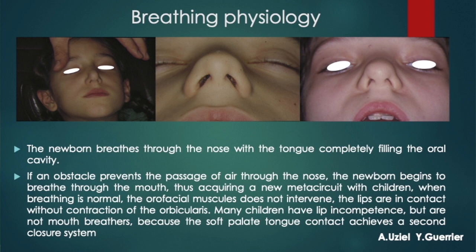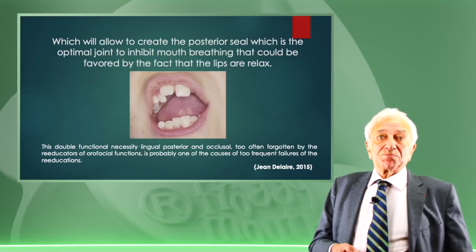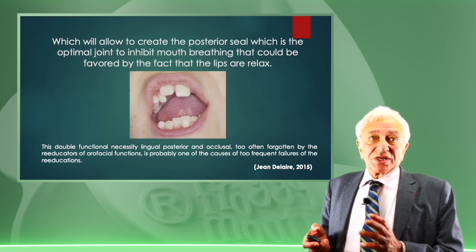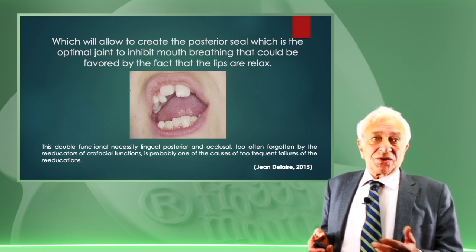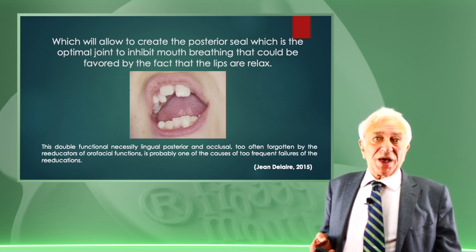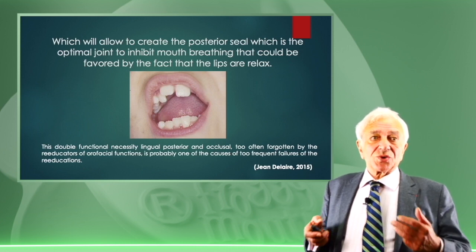Usual and Guerrier, famous pediatricians, say many children have lip incompetence, but they are not mouth breathers because the soft palate and tongue posture achieve a second closure system, which will allow creating this posterior seal, which is the optimal chance to inhibit mouth breathing, and that could be favored by the fact that the lips are relaxed.